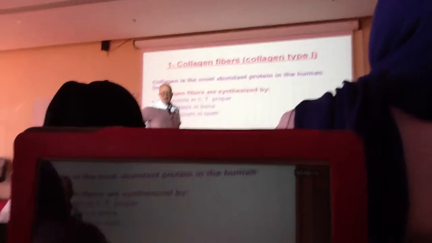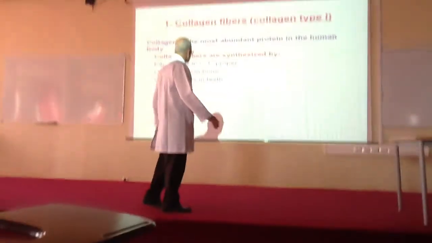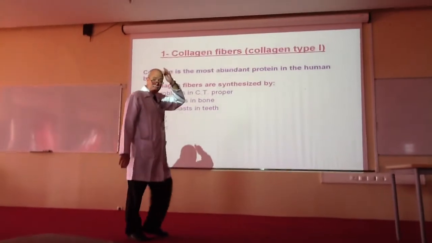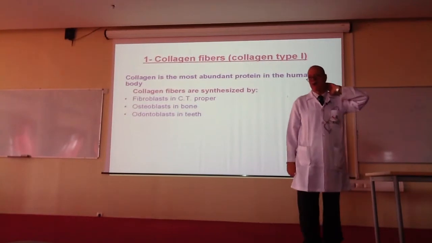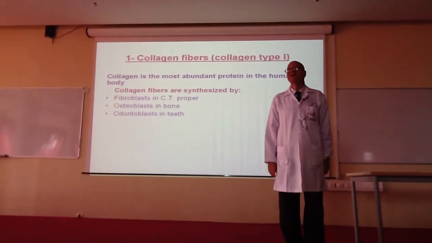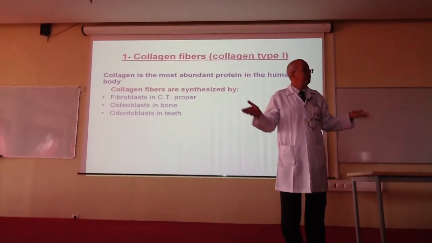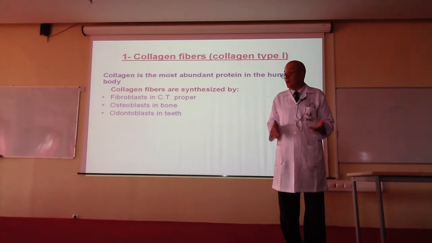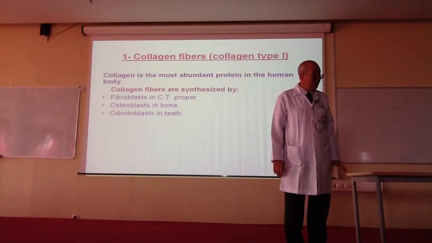We mentioned that the fibers are of three main types. What are these three main types? Collagen fiber, yellow elastic, and reticular fiber. Now, the collagen fibers type 1, which are the white collagen fibers, appear whitish, white in color, just like tendons, just like ligaments, because they are rich in collagen fibers.